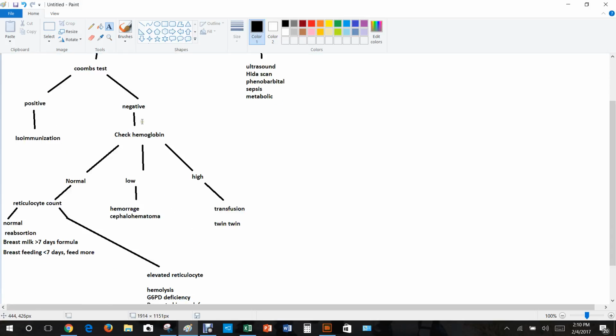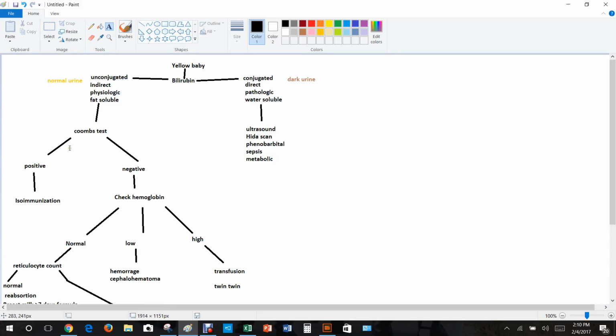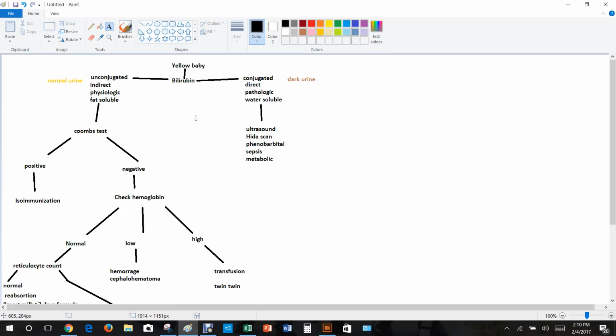If it's negative, though, you need to check the hemoglobin. Hemoglobin high, it's a transfusion issue. Hemoglobin low, hemorrhage or cephalohematoma. Hemoglobin normal, check the reticulocyte count. Normal means reabsorption: breast milk greater than 7 days, formula; breastfeeding less than 7 days, you've got to feed them more. And if it is an elevated reticulocyte count, hemolysis, G6PD, pyruvate kinase deficiency. So most of the situations here are going to be under normal urine with unconjugated, indirect, physiologic, fat-soluble. Anyway, I hope that is helpful. That pretty much covers most everything.